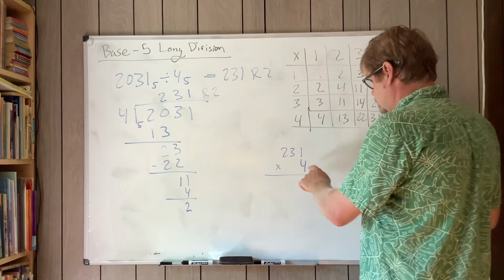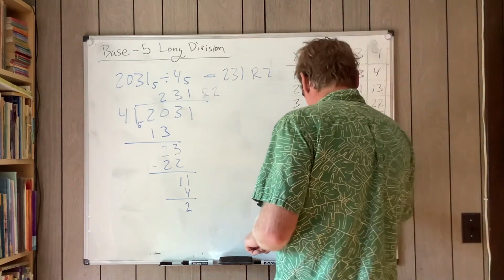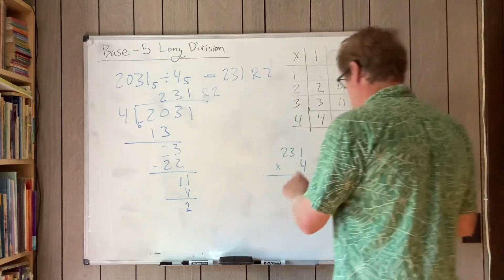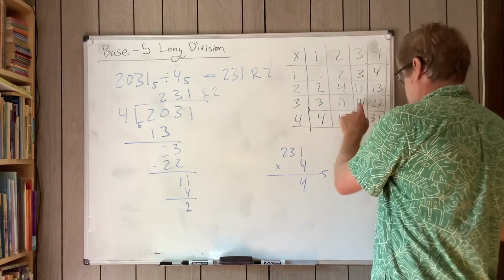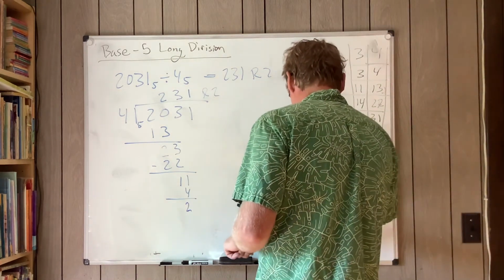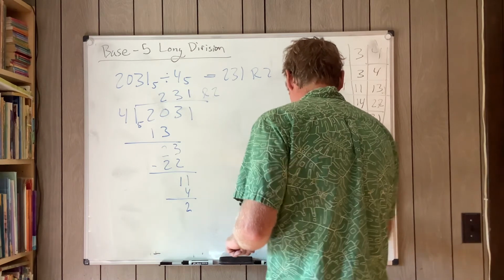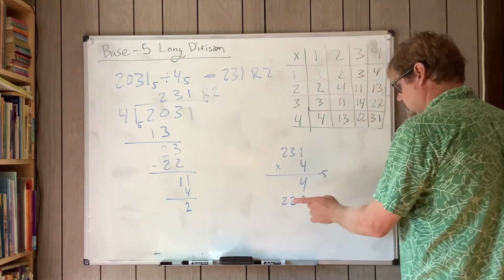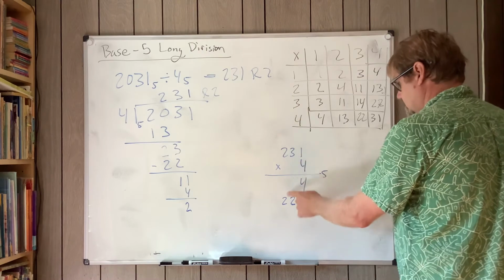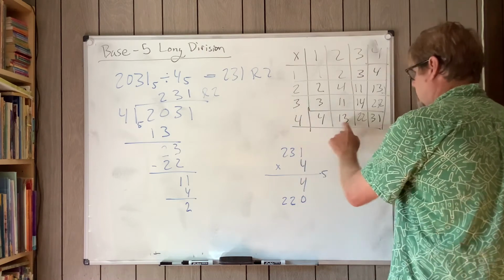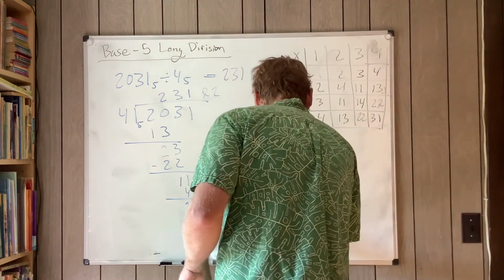And let's see what happens. So 4 times 1, again this is base 5, 4. 4 times 3 is 2, 2. Okay. Maybe I'll stack them this way. This is, I think, sometimes a little bit easier. And 2 times 4 is 1, 3. 0, 0.